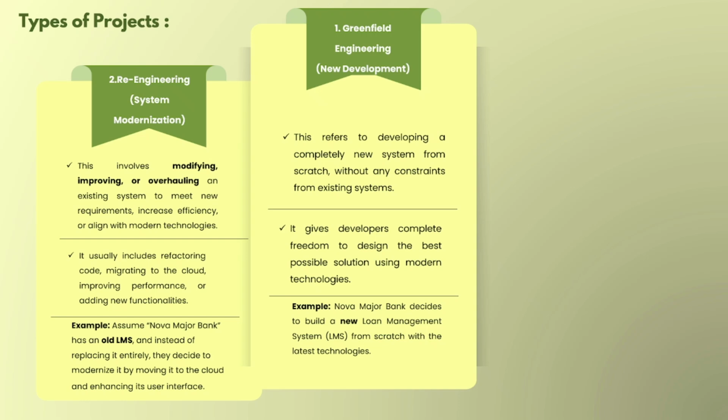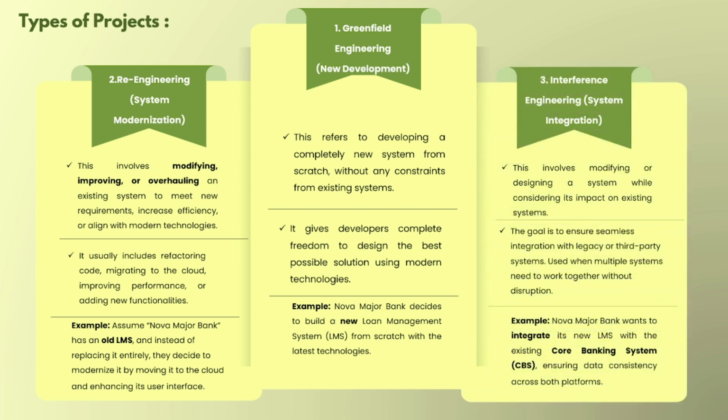Now move to another type of project, that is interface engineering or system integration. This involves modifying or designing a system while considering its impact on existing systems. The goal is to ensure seamless integration with legacy or third party systems, used when multiple systems need to work together without disruption. Let's check the example.